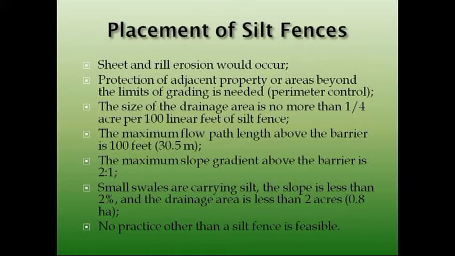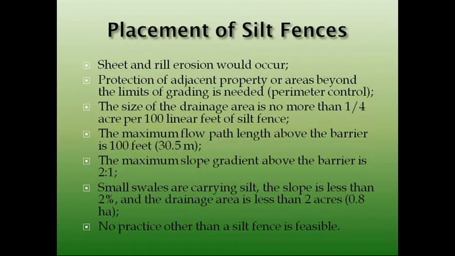The size of the drainage area is no more than 1/4 acre per 100 linear feet of silt fence. That's a good idea to keep in mind: 0.25 acres per 100 linear feet. The maximum flow path length above the barrier is 100 feet. So if you've got a slope that's 100 feet straight up, that's not going to apply here. That's basically a pretty flat 100 feet.